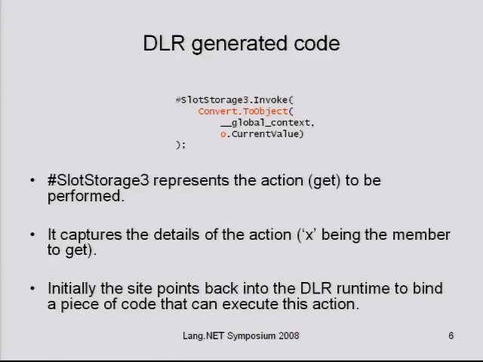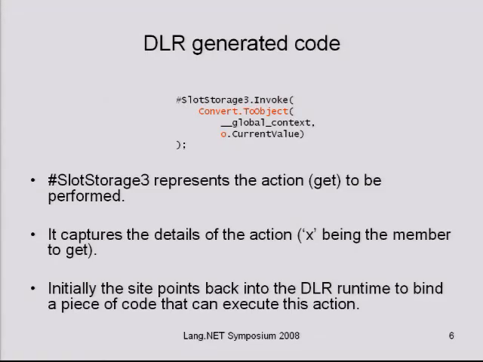So we saw action expressions which encapsulate an action that needs to be performed on some argument. For action expressions, the DLR associates something called a dynamic site. And a dynamic site encapsulates the action itself that needs to be performed. In our case, it's a get. The dynamic site is an invocable entity, and the arguments that you pass to it are the arguments on which you want the action to be performed. That the action is a get member using the symbol x, all that is captured in the dynamic site itself.